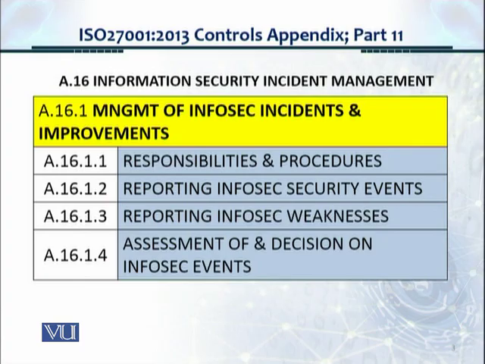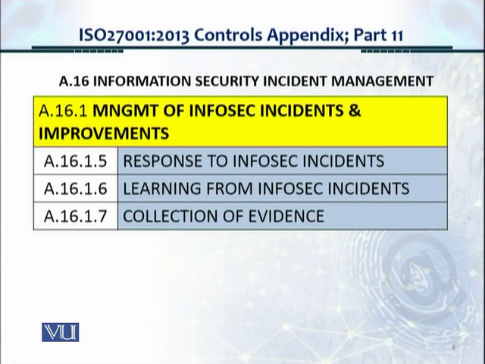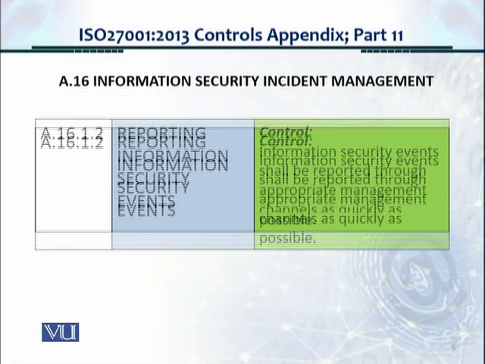Now, A16.1, the first control objective for information security incident management, has these controls: responsibilities and procedures, reporting information security events, reporting information security weaknesses, assessment of and decision on information security events. And then continuing with 3 more controls, total 7 controls in this control objective: management of information security incidents and improvements. We have response to information security incidents, learning from information security incidents, and collection of evidence for information security incidents. Now let's take a look at some of these.